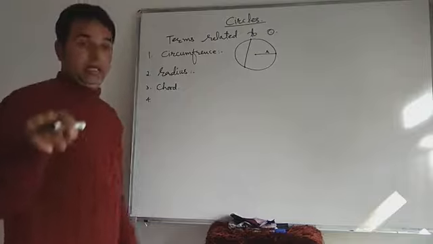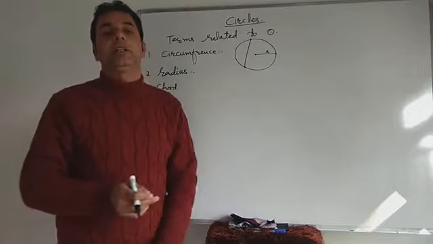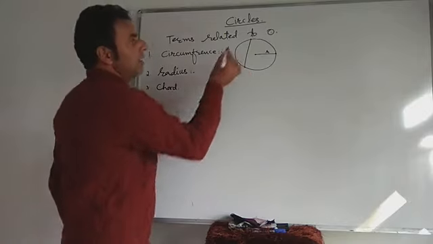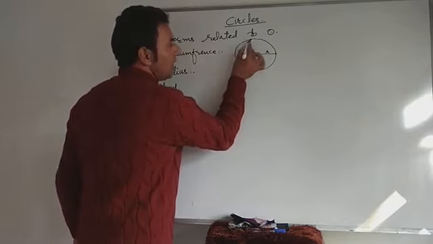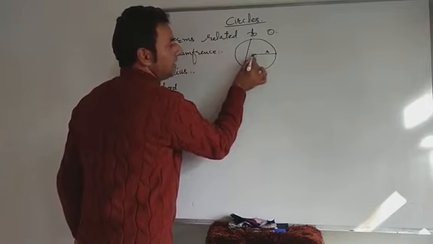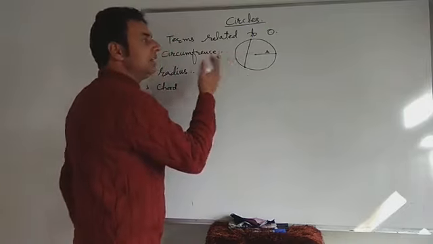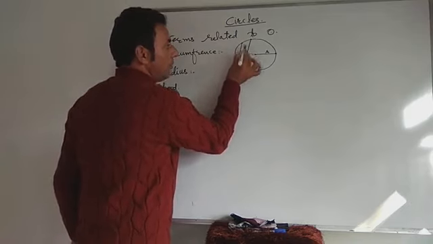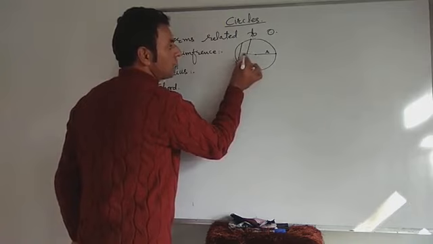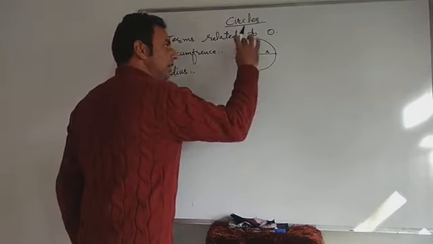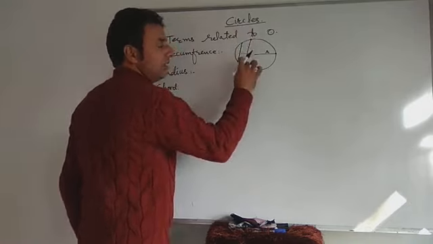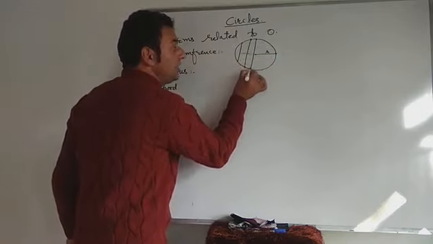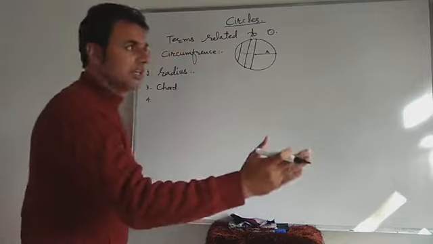Number 4, there is a property. There are so many properties of chord. First property I will tell you. As the distance of chord from the center increases, its length decreases. See, this also is the chord, but its distance from the center is more than this one. So its length is lesser than this one. As the distance of the chord from the center decreases, its length increases.